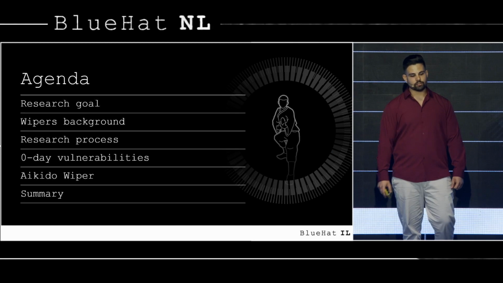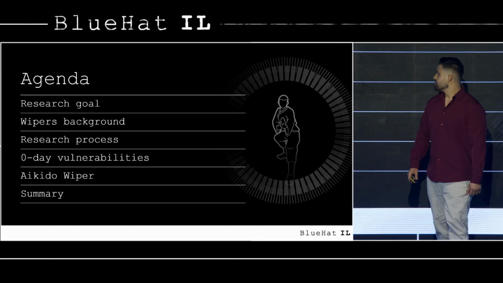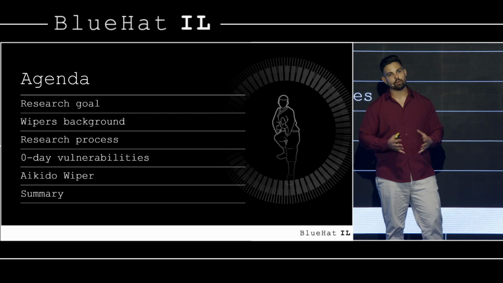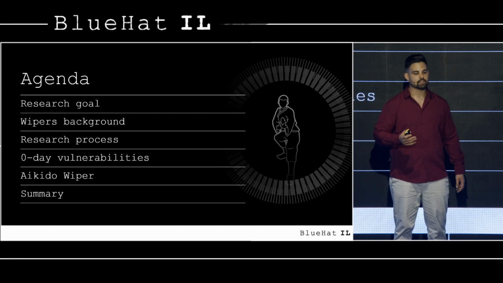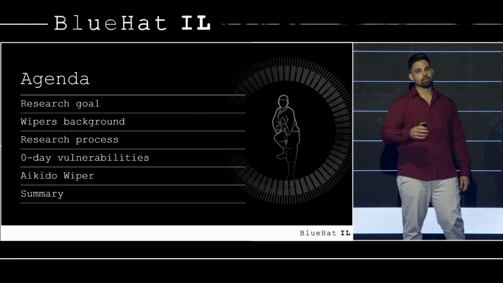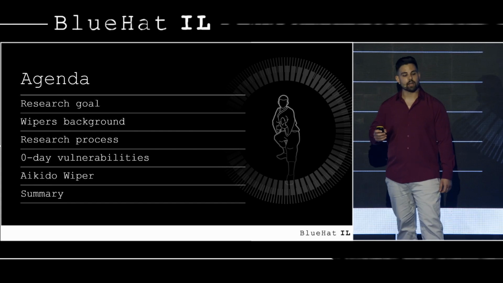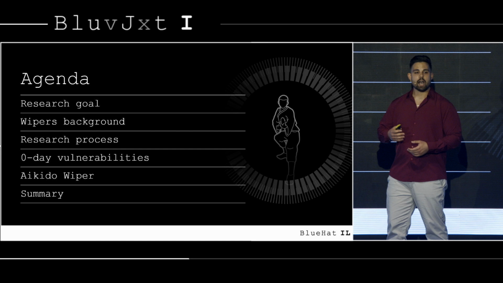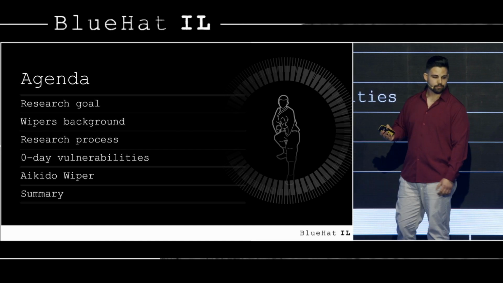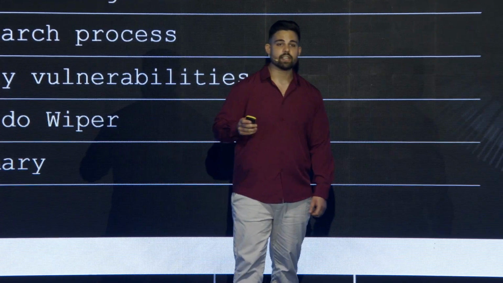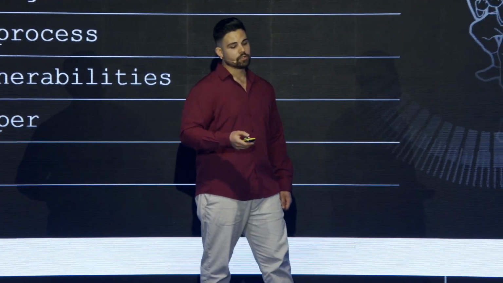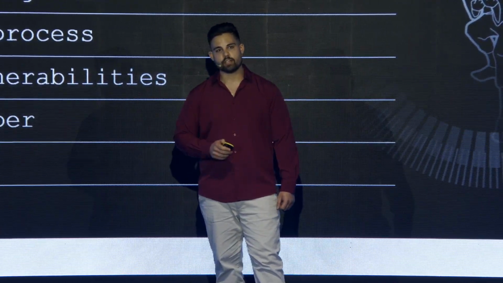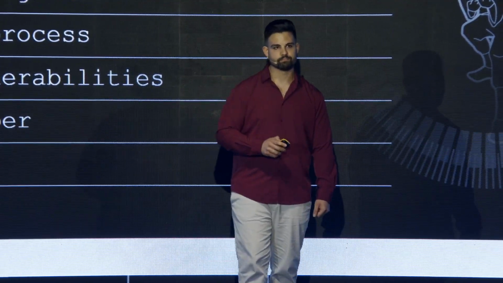But let's see what we're going to talk about today. So, we'll start with presenting the research goal that I defined when I started the research. We'll then get some background about wipers in general, understand what they are, how they work, and what they are used for. We'll then deep dive into the research process itself to see how I found the zero-day vulnerabilities that enabled the creation of Aikido wiper.